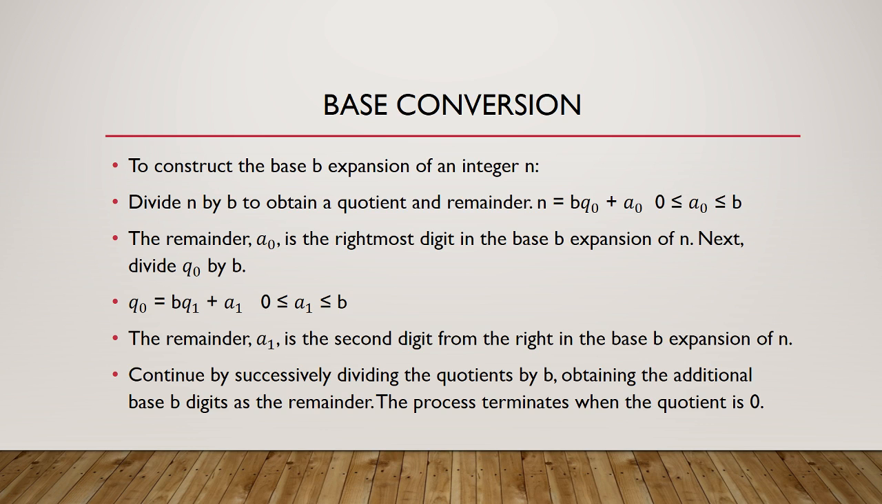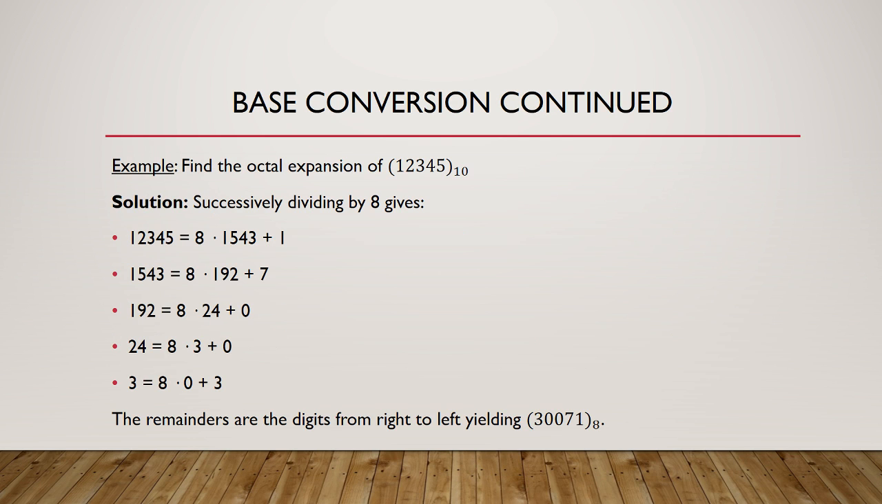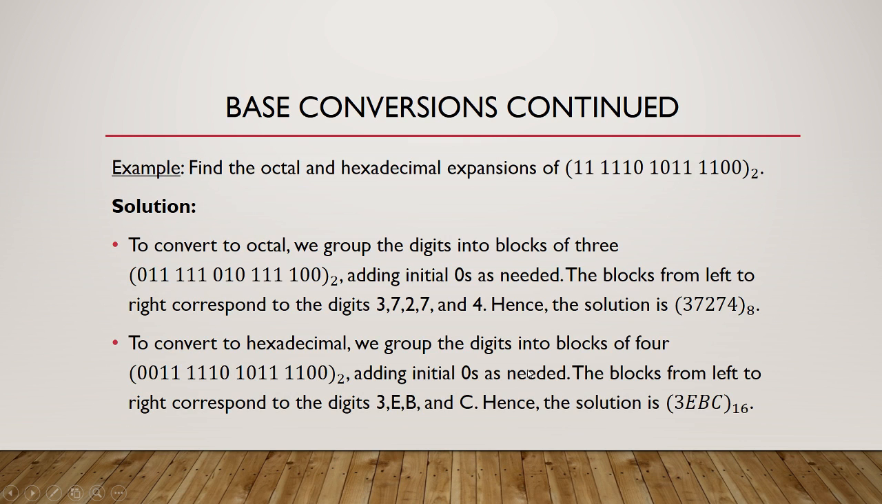Continue by successively dividing the quotients by b, obtaining additional base b digits as the remainders. The process terminates when the quotient is 0. So as we can see here, 12345, we want to convert this from base 10 to base 8. We can divide constantly by 8 until we get to the quotient of 0. The remainders, starting from the bottom, are the new base 8 number. So 30071.